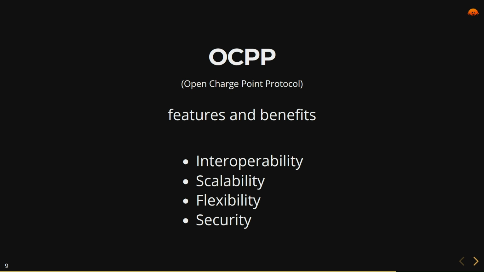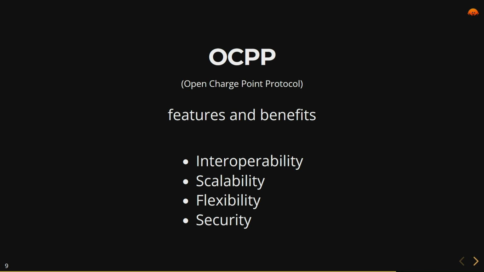So the key features and benefits of OCPP include interoperability, scalability, flexibility, and security. OCPP allows different brands of charging stations and charging management systems to communicate with each other seamlessly, promoting compatibility and enabling open and competitive markets. OCPP supports a wide range of charging infrastructure deployments, from individual charging stations to large-scale charging networks, making it suitable for various charging scenarios and future expansion.